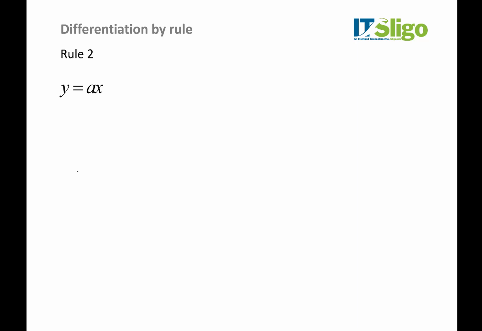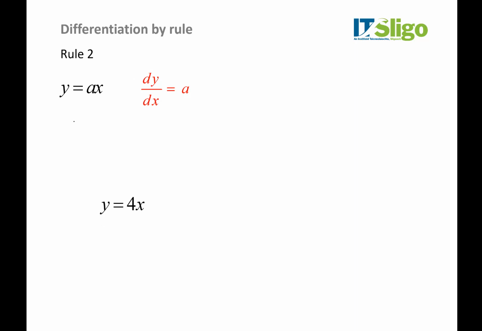Rule 2, this is our linear equation. y is equal to ax. So remember, we used to call a m when we were looking at linear functions. So the value in front of x is always the slope. So when we get the derivative of y is equal to ax, dy dx is just equal to a, the slope, because that's what we're looking for.